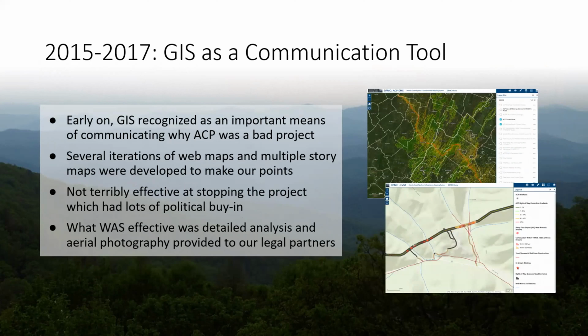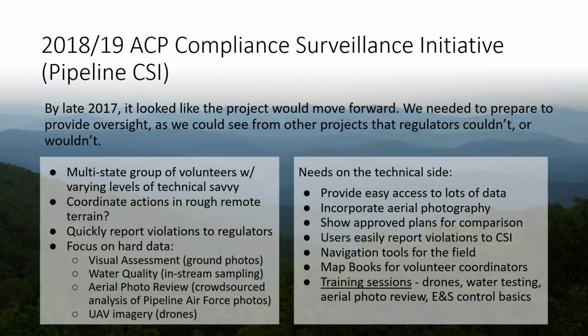Early on, we realized GIS was going to be an important means of communicating why we thought ACP was a bad project. Several iterations of web maps and multiple story maps were developed to make our points. We found this was not terribly effective at stopping the project, which had a lot of political buy-in and a lot of money behind it. What was effective was detailed analysis and aerial photography that we provided to our legal partners for challenges in court.